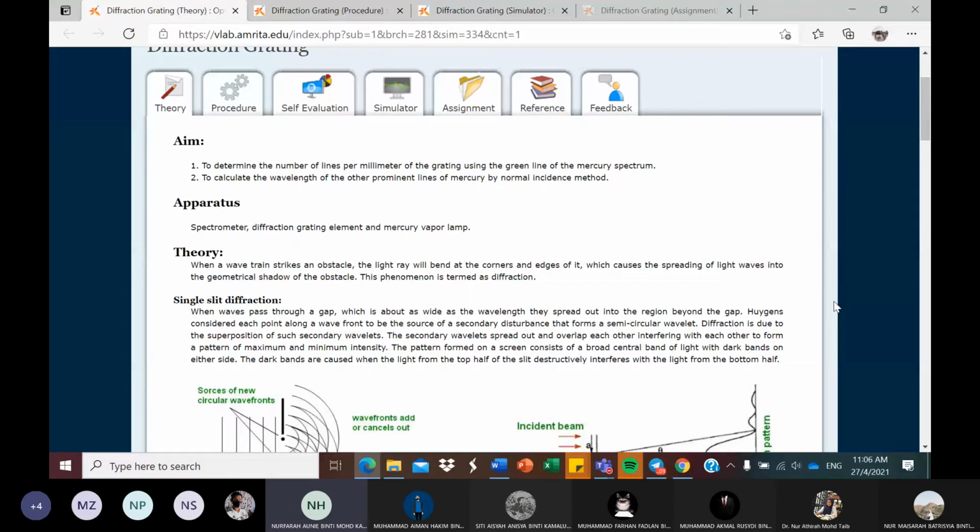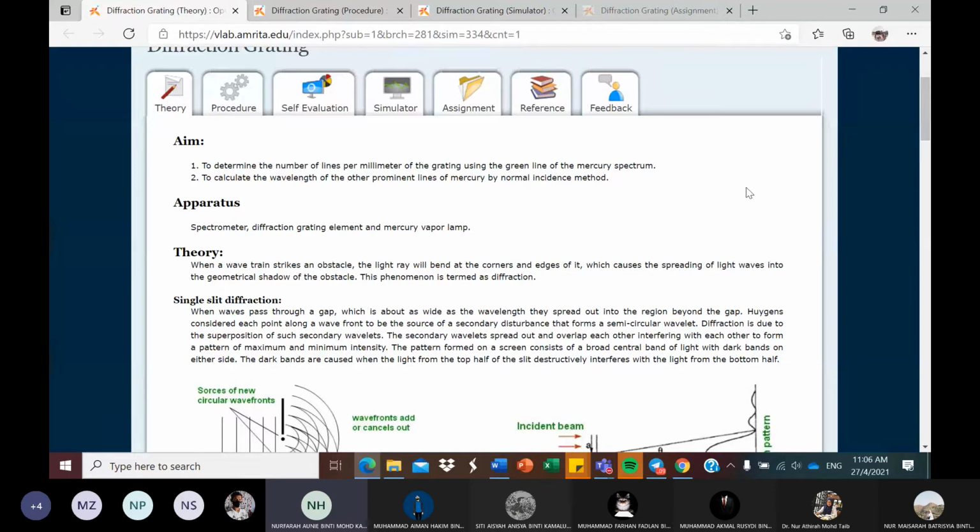Okay, so the theory is when a wave train strikes an obstacle, the light ray will bend at the corners and edge of it, which causes the spreading of light wave into the geometrical shadow of the obstacle. So this is called as diffraction.